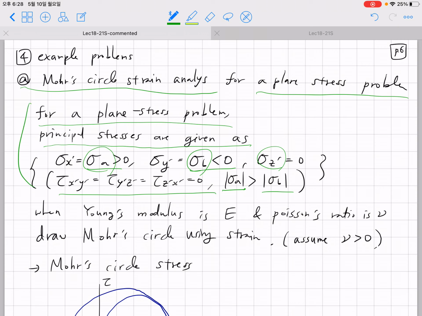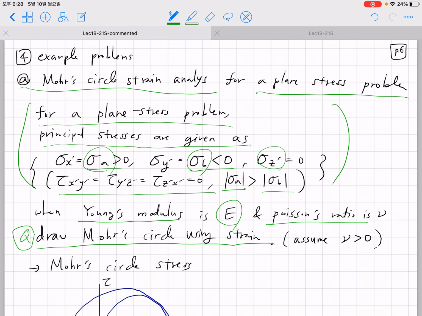Given this stress state, the problem also gives you the material properties, Young's modulus E and Poisson ratio nu, and asks you to draw the Mohr circle using strain. What will be the Mohr circle strain analysis with this kind of stress state? Here you have to make the assumption that nu is larger than 0.